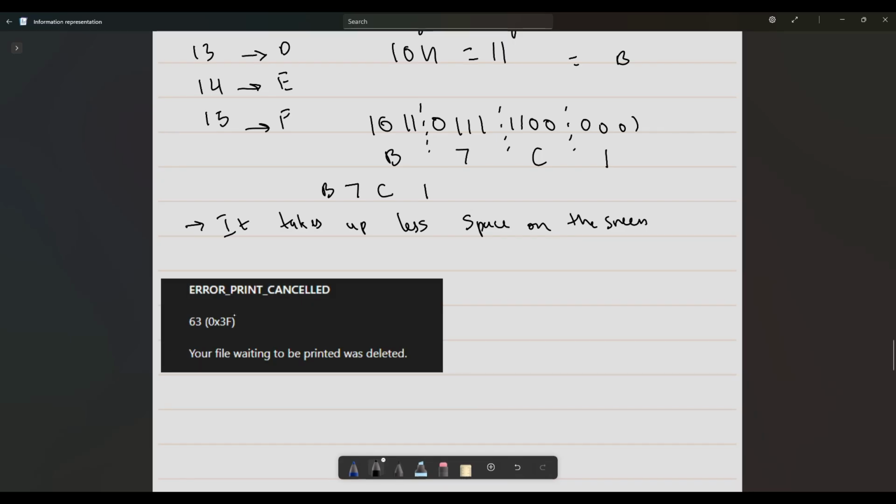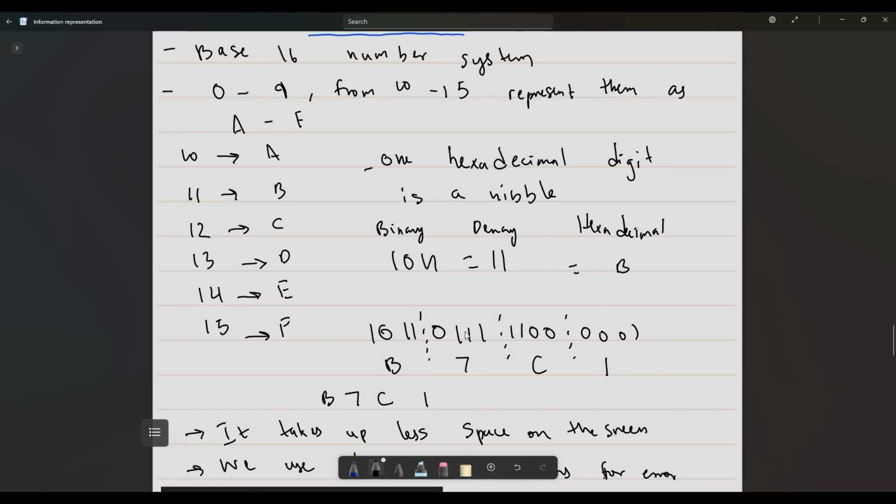This 3f part is hexadecimal, right? So we use hexadecimal numbers for error codes. That's another use of hexadecimal. It takes up less space. I think it's also used in MAC addresses. I'm not sure. I'll look into that. And yeah, that's it. So this is how you can convert it from binary.